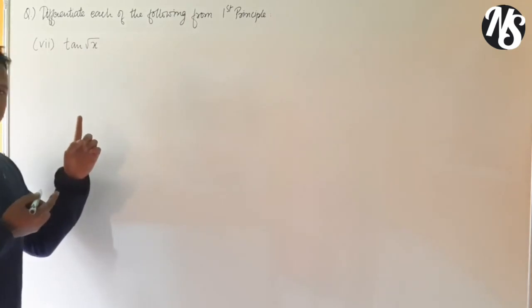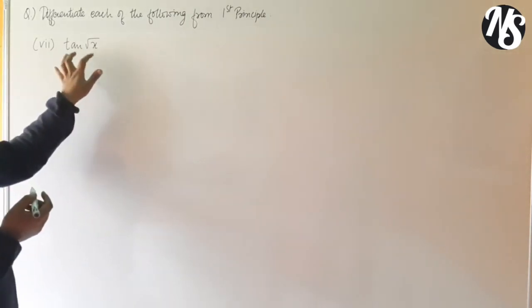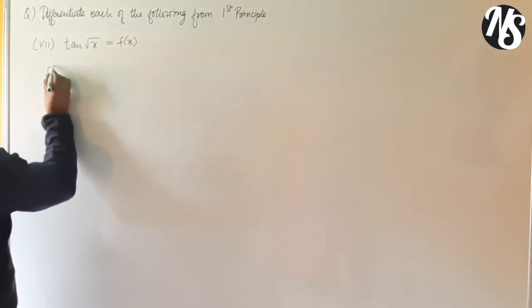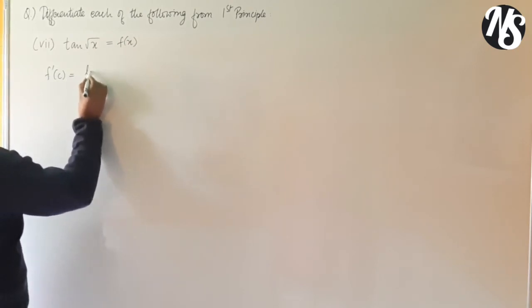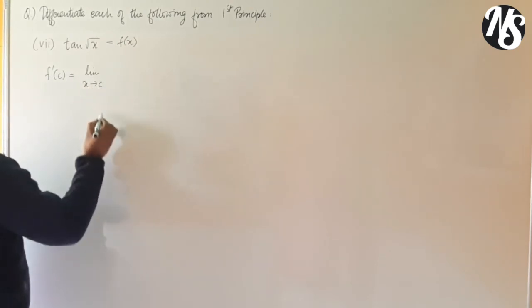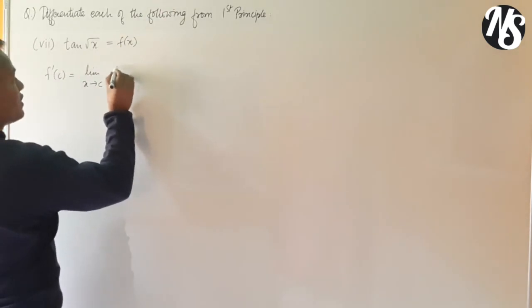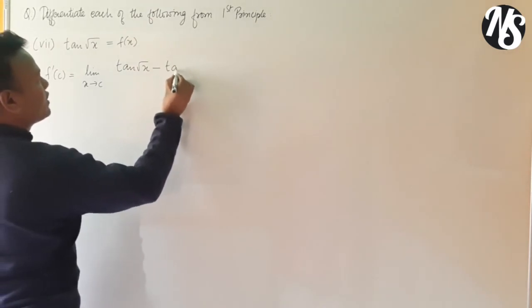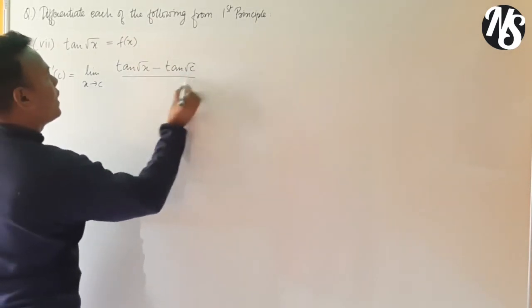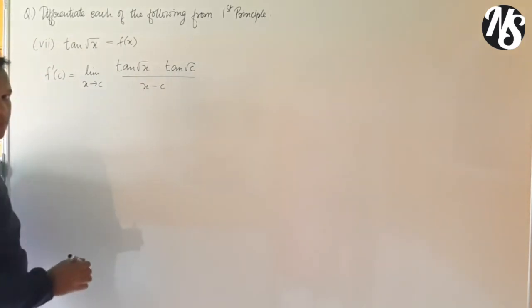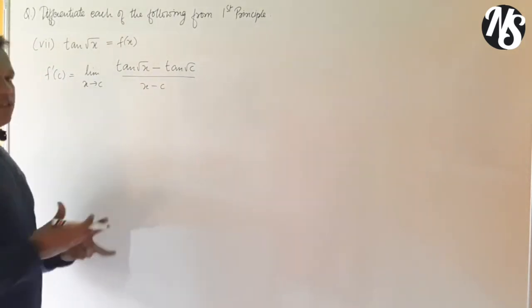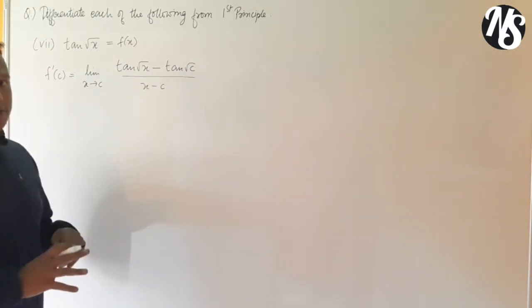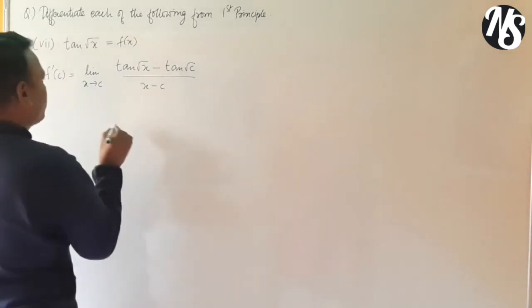Let's take the last question for the day, which says differentiate this function now. So this is my f(x). As usual, your f dash of c will be limit x tends to c of f(x) minus f(c) by x minus c, that is, tan root x minus tan root c by x minus c, right? Now if you are searching for a formula like tan C minus tan D, then there is no formula available for such.